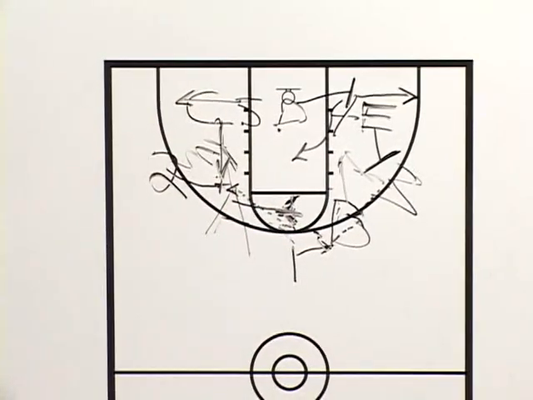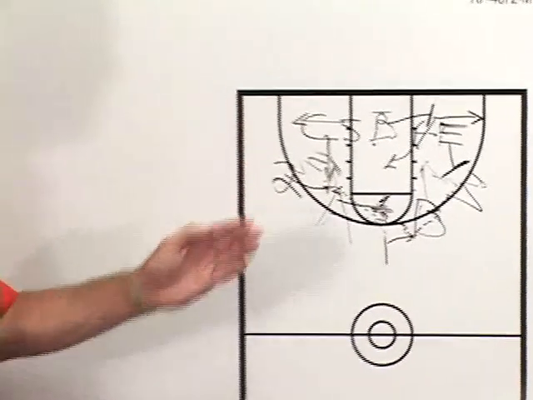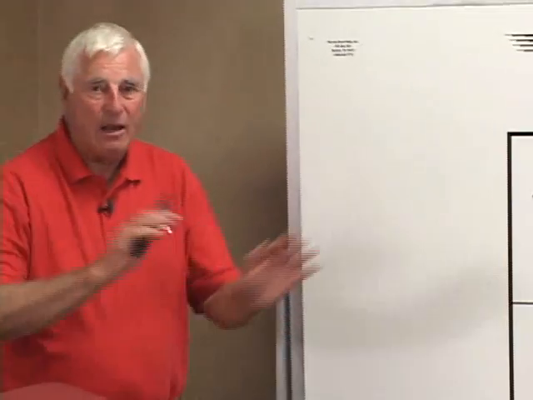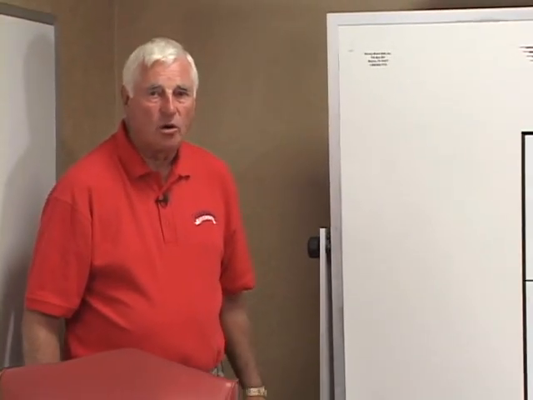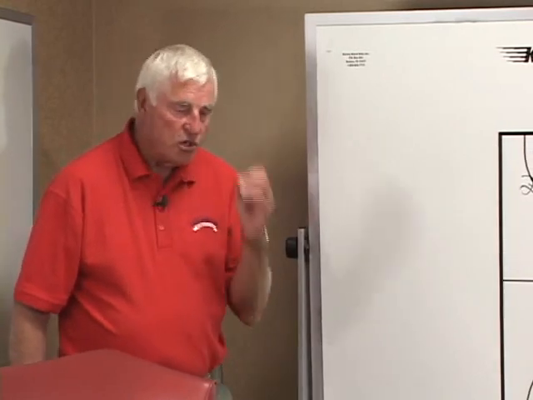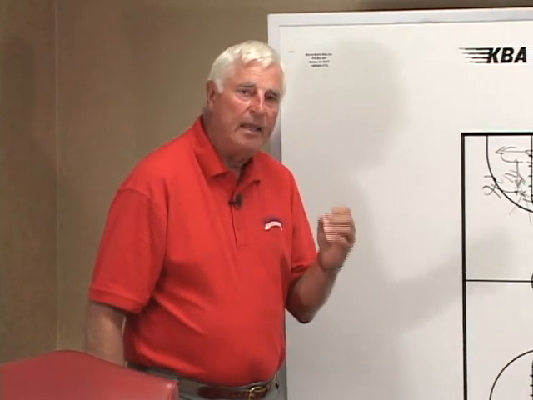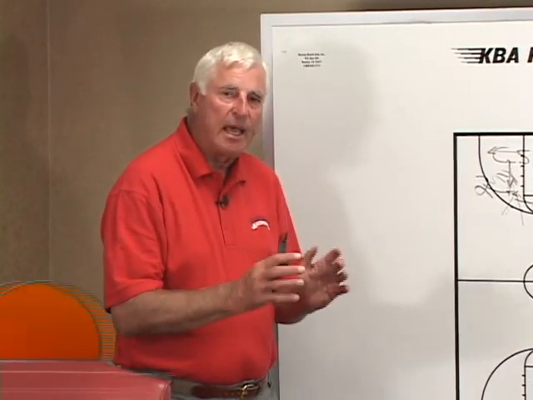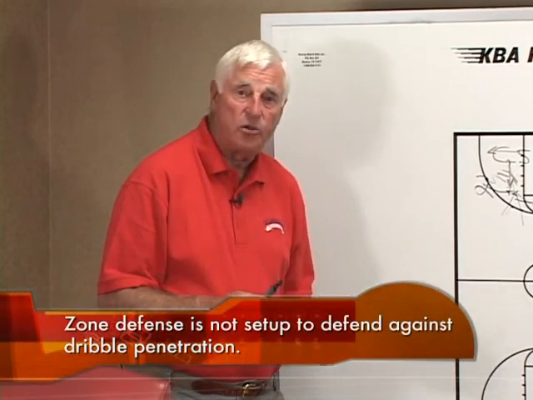So the idea of penetration against the zone is, I think, the entire key to playing against the zone. I tell our players, the zone is set up to defend against passing. It is not set up to defend against dribble penetration.